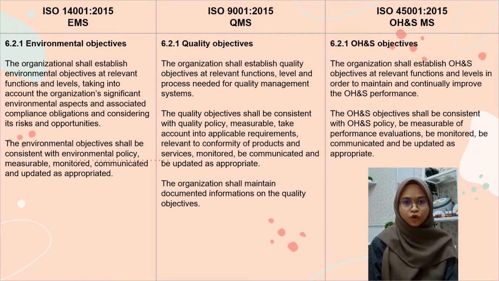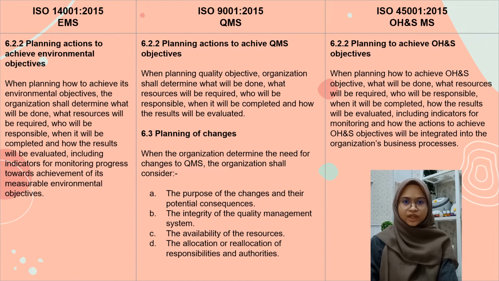For subclause 6.2, ISO 14001 focuses on environmental objective, while ISO 9001 focuses on quality objective, and ISO 45001 focuses on OSHA objective. 6.2.2 in ISO 14001 is planning action to achieve environmental objective, while in ISO 45001 is planning action to achieve OSHA objective. 6.2.2 in ISO 9001 is planning actions to achieve quality objective, including 6.3, which is planning the need for changes to QMS.